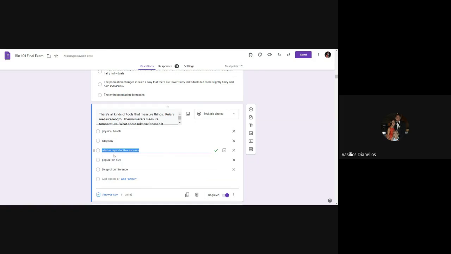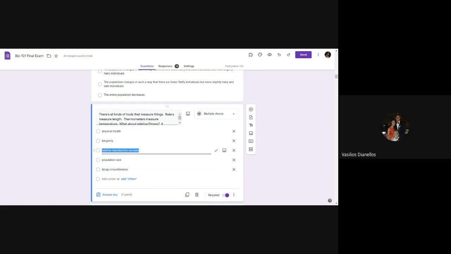But let's say it also has some mutation that makes it sterile. So it doesn't matter that it has all these awesome advantages that allow it to outlive its competitors. If it can't reproduce, then that's not natural selection, right? Because those genes aren't going to be passed along. So yes, you are on the right track if you chose these first two, but the best answer, the only real answer, is relative reproductive success. So how much is one organism reproducing compared to the other organisms in its population?